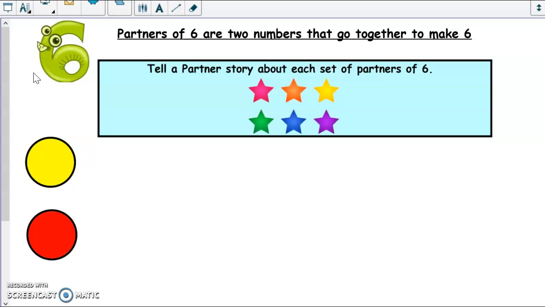There are 5 dogs running and 1 dog walking in the park. Which partners of 6 did I use in my story? You're right, I used 5 and 1.